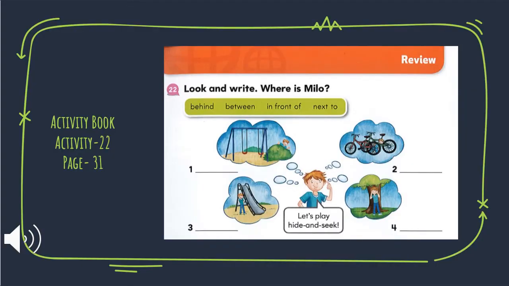Students, the next activity is activity 22 from activity book. Here, you have to look and write. Find where Milo is. Look at the pictures given in your book and then write down the correct preposition of place.